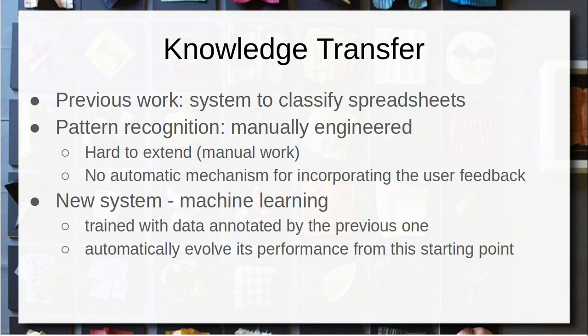So our new system, as we presented before, is based on machine learning. Our approach was to train this system with data annotated by the previous system. So we applied a knowledge transfer approach. From the point that the system was trained, it was the starting point, and the system can evolve by itself from this starting point.